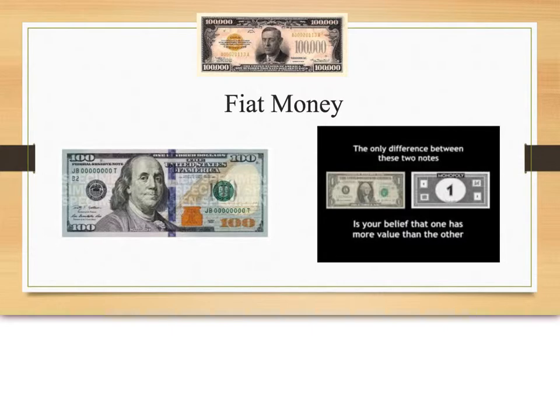So fiat money, again, is what is backed by the government. So kind of what this says right here, the only difference between these two notes, the Monopoly dollar and the George Washington dollar, is your belief that one has more value than the other. And that's really what backs the dollar. There's nothing else behind it other than to say that, well, everybody values this as currency, so it's worth something.